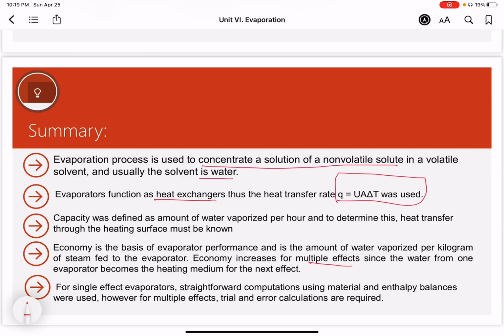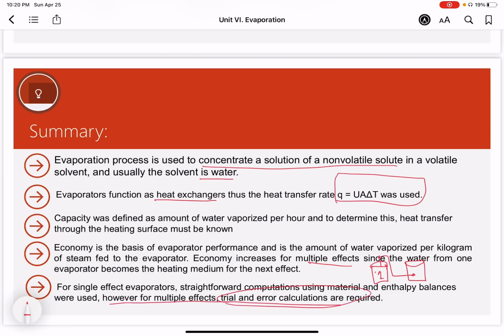And for multiple effects, water from one evaporator becomes the heating medium, diba? The one that we evaporate here, say this is Calandria 1, is the one that you used to heat in the succeeding evaporator. And for single evaporators, straightforward computations using either the material balance on solute and overall material balance and the enthalpy balances. But for multiple effect, we've proven that a trial and error calculation is required.